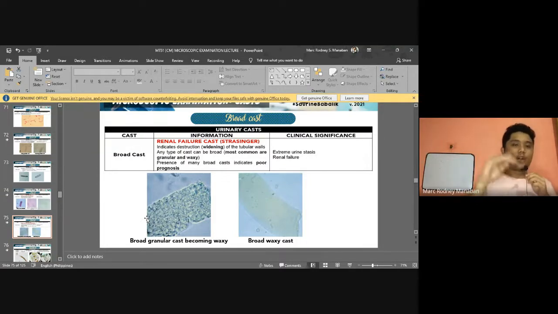Because again, remember, in the order of degeneration, granular and waxy are the last two stages. So therefore, the next is possibly broad. That's why granular and waxy are the most common, alright? And again, the presence of many broad casts indicates poor prognosis. Now remember that your collecting duct and DCT can serve a lot of nephrons, especially the collecting duct. So if many broad casts come from one collecting duct, it means the nephrons it served are possibly destroyed, because many broad casts were seen in your urine, okay? So the presence of many broad casts indicates poor prognosis.